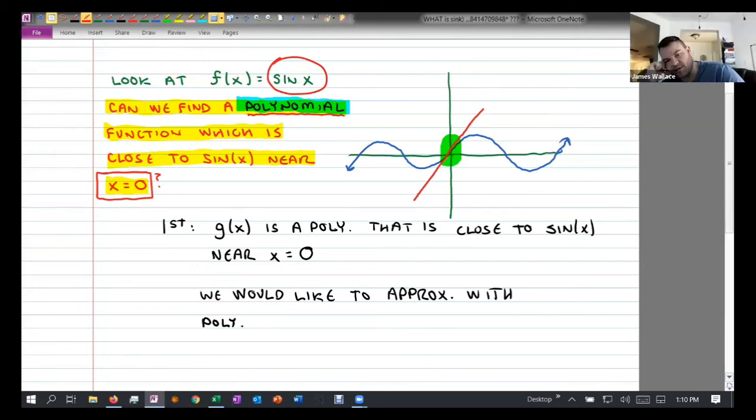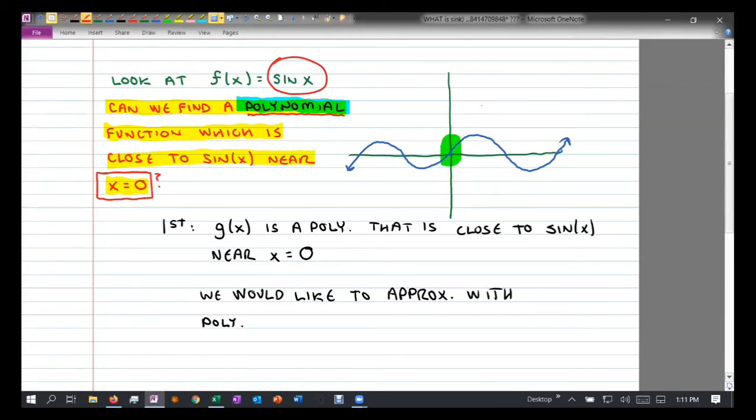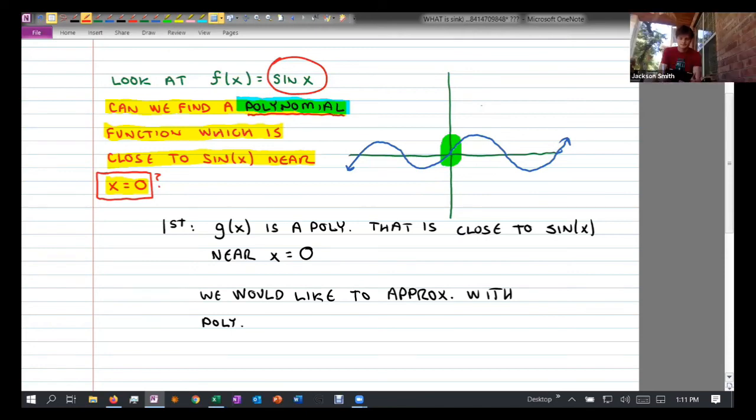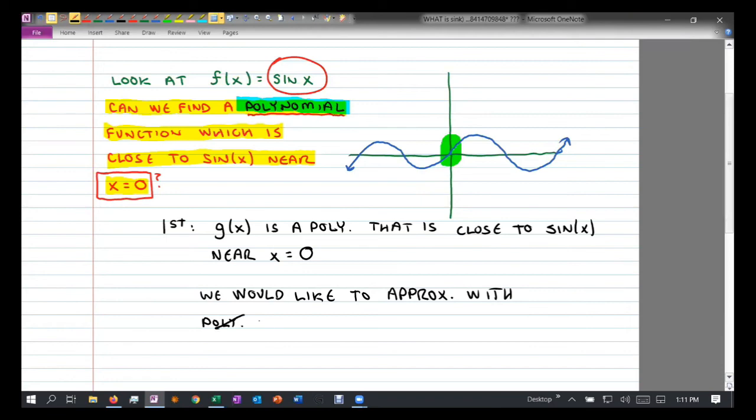What about x squared? Like 2x squared. Maybe we could do a quadratic. You don't want to try a quadratic to start? Okay, let's try a quadratic. We would like to approximate with a polynomial. Let's make it a quadratic.